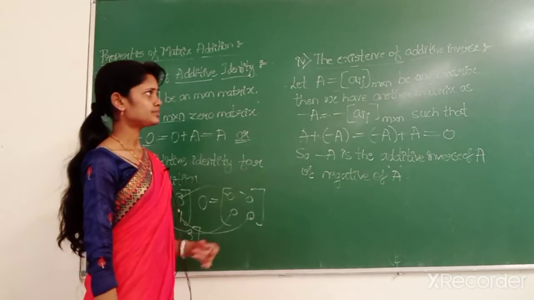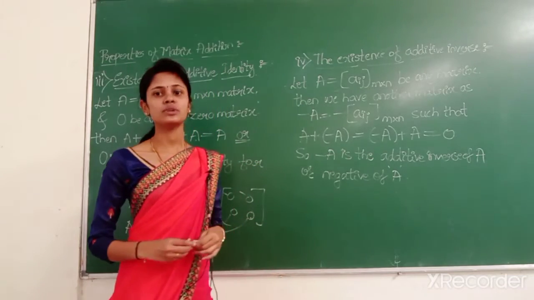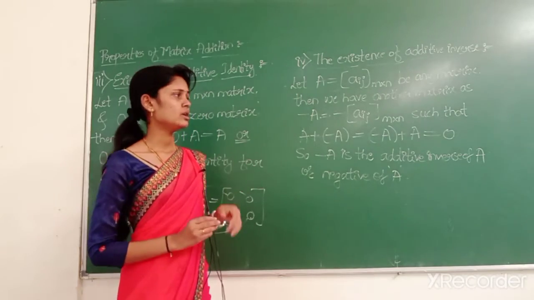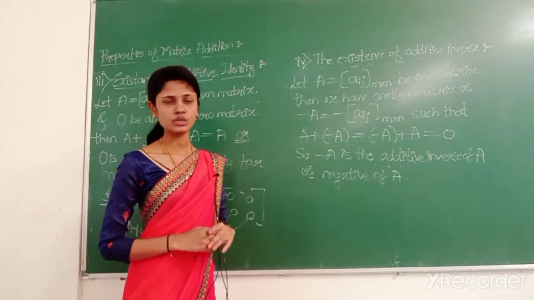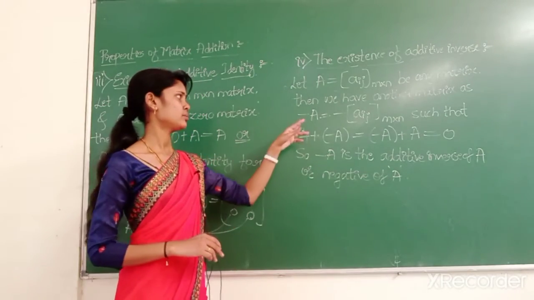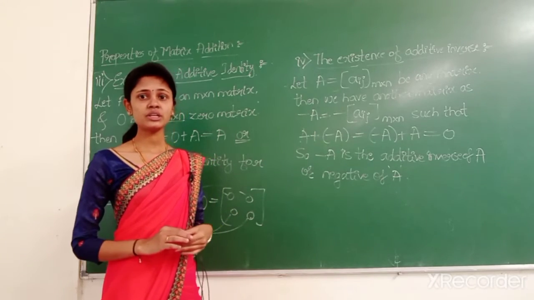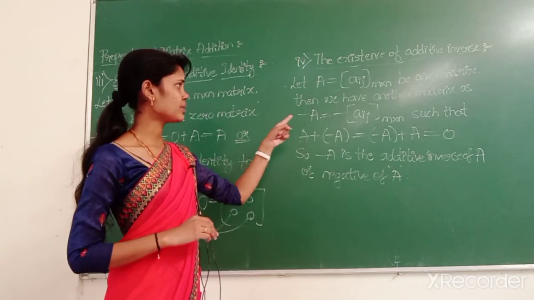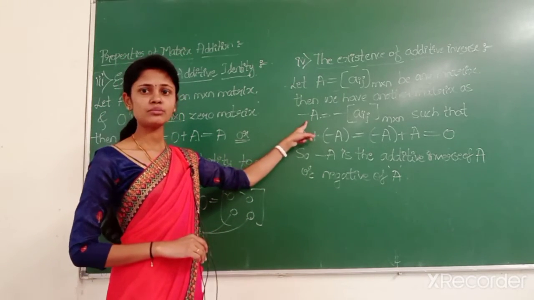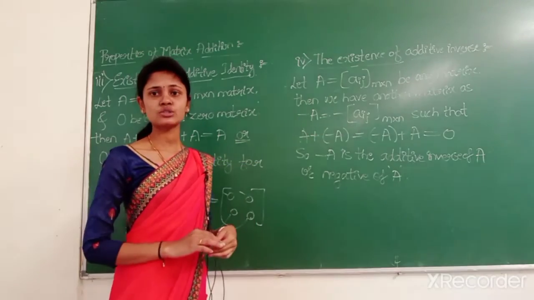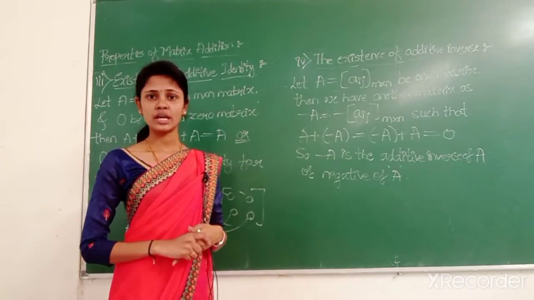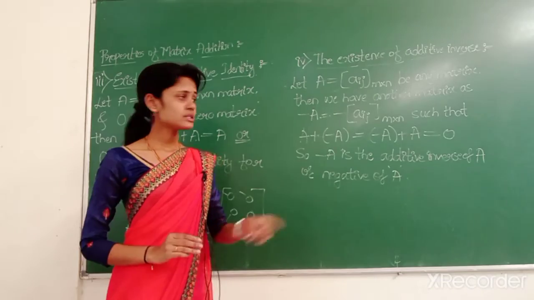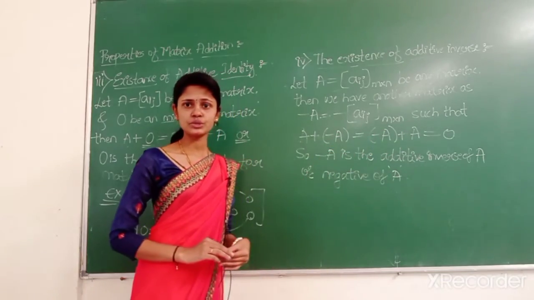And the next thing is the existence of additive inverse. Additive inverse means let A = [Aij] be any matrix of order m cross n. Then we have another matrix, minus A. Here inverse means the negative of the given matrix. So A is the given matrix and the inverse of that matrix is minus A. So we have another matrix, minus A = [minus Aij], which is of order m cross n, such that A + (minus A) = (minus A) + A = O.